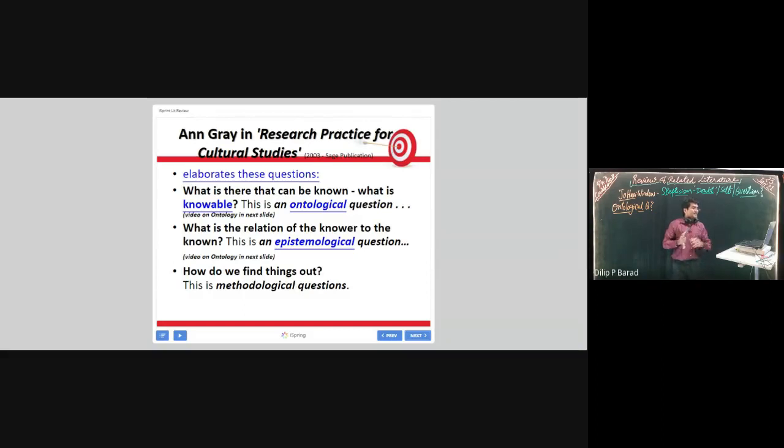Then what is the relation of the knower and the known? The second bit: what is the relation between the knower and the known? That is the epistemological question. What are these words? We will understand this in a small video also, so these things become very clear.